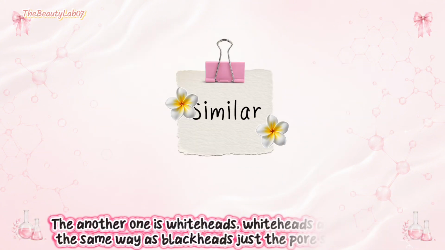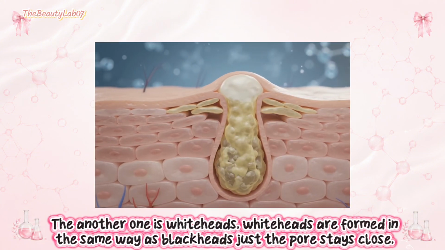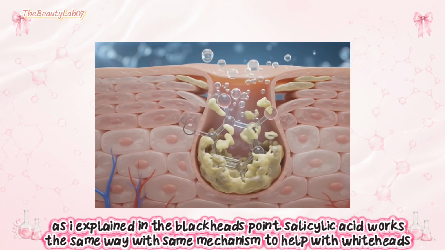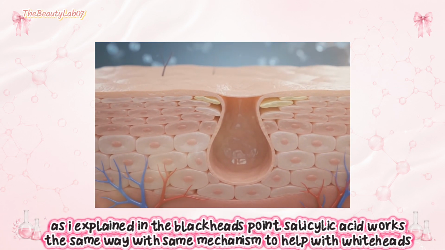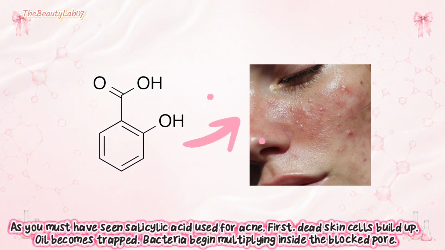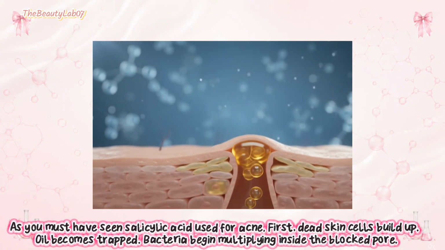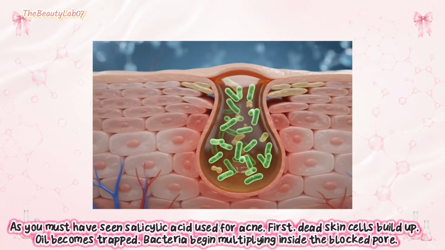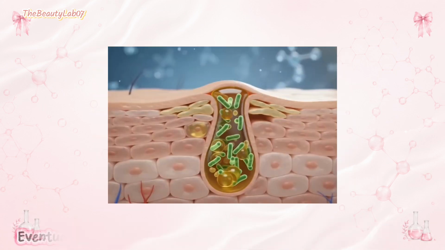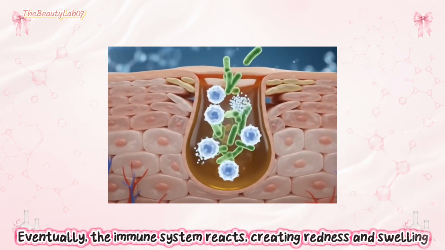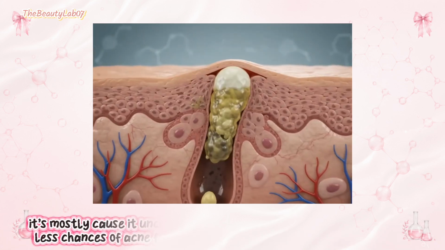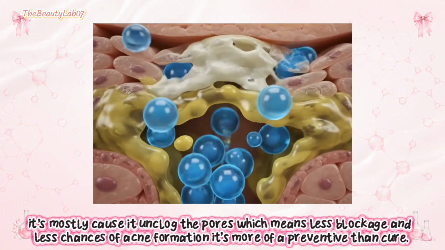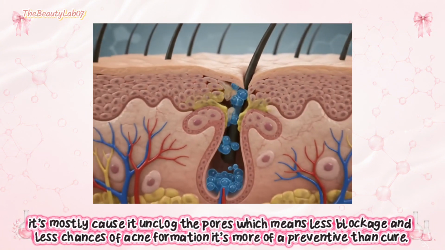Another one is whiteheads. Whiteheads are formed in the same way as blackheads, just the pore stays closed. As I explained in the blackheads point, salicylic acid works the same way with the same mechanism. As you must have seen, salicylic acid is used for acne: first, dead skin cells build up, oil becomes trapped. Bacteria begin multiplying inside the blocked pore. Eventually, the immune system reacts, creating redness and swelling. It mostly unclogs the pores, which means less blockage and less chance of acne formation. It's more of a preventive than a cure.